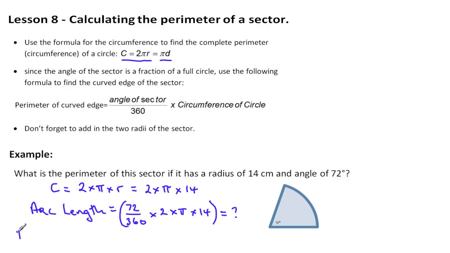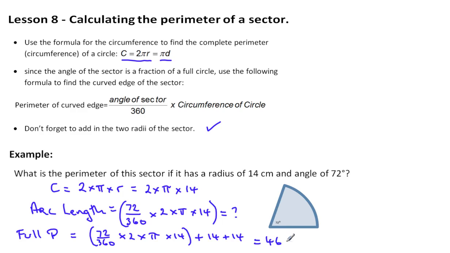We now need to go to the full perimeter. The full perimeter is equal to this part that we're working out, 72 over 360, times by 2 times by pi times by 14. Now we put those in brackets, and when we work them out we make sure we work out that bracket first, plus the two radiuses, remember. So we've got 14 plus 14. Now when we work all of that out, we get the final solution of approximately 46 centimeters around, and we're doing this to the nearest centimeter.